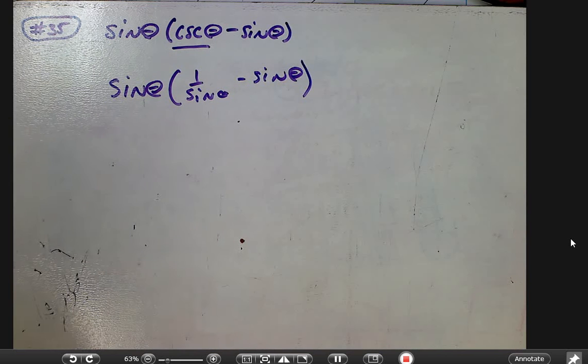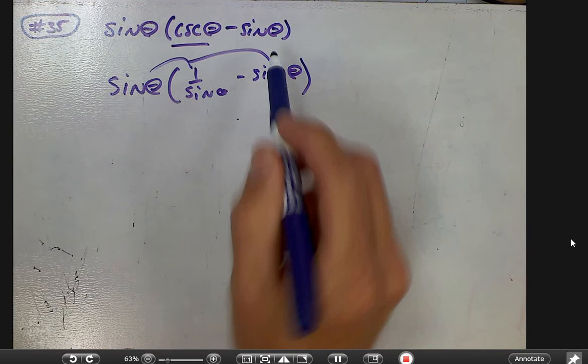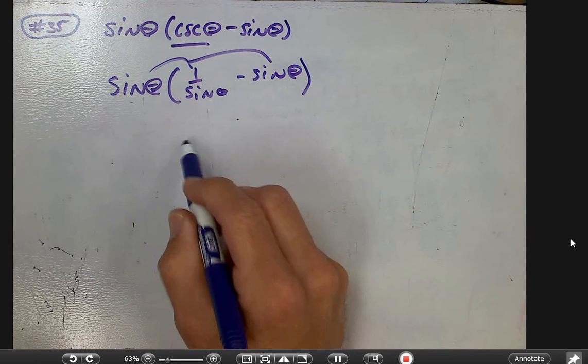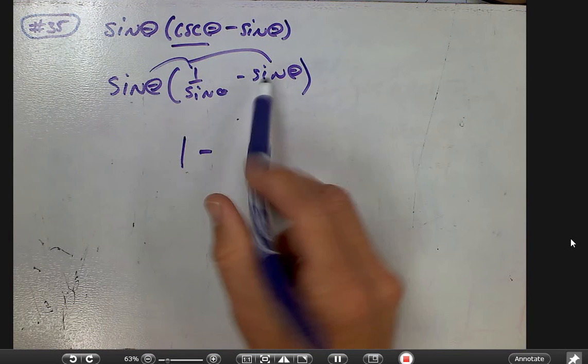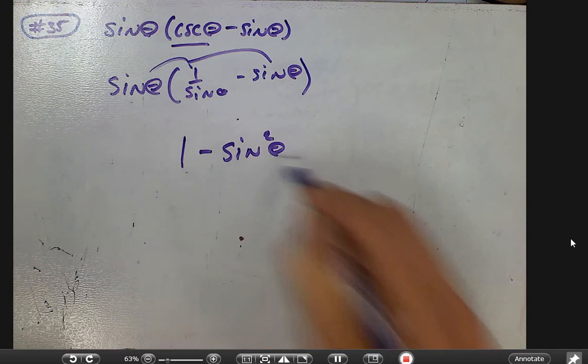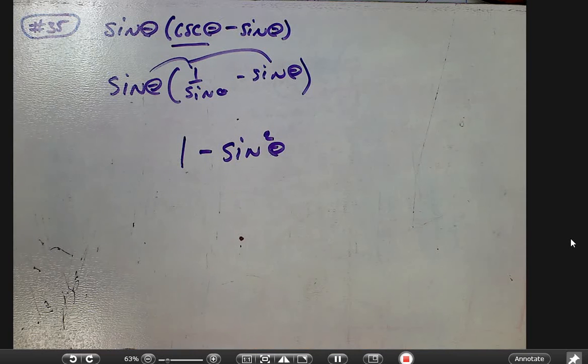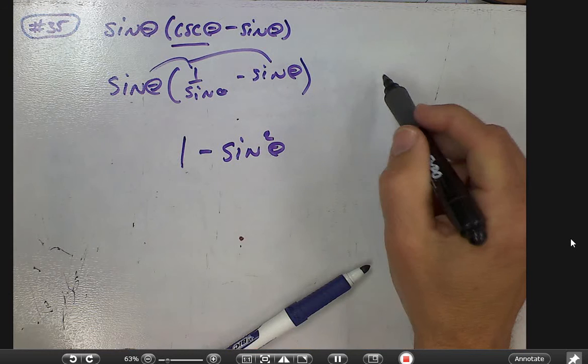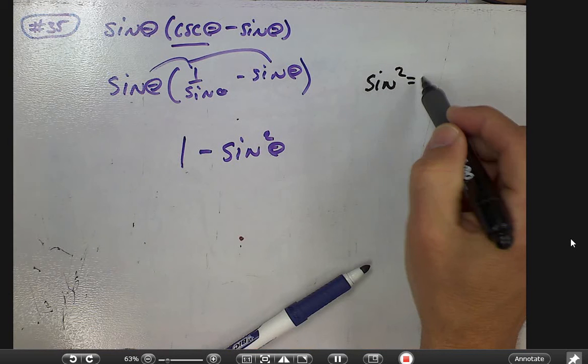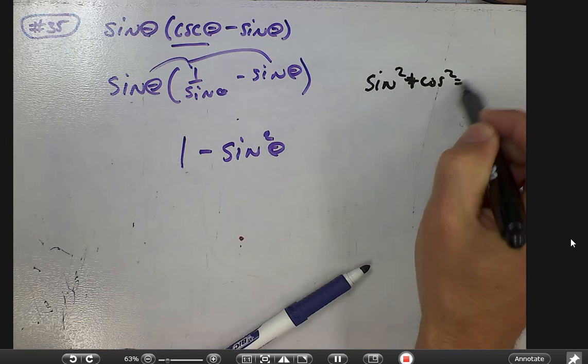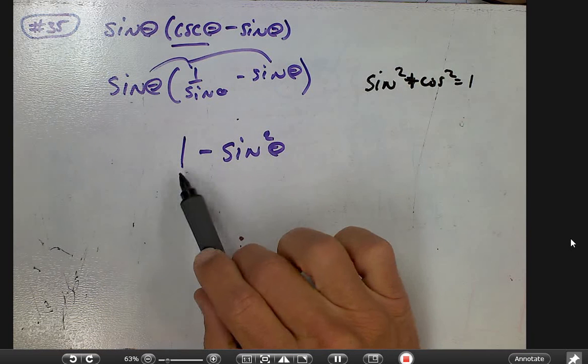If I do distributive property, sine times 1 over sine is just 1. Sine times sine is sine squared of theta. And I do have an identity that has sine squared in it, and that's the same one we used before. And it says that sine squared plus cosine squared equals 1. This says 1 minus sine squared.